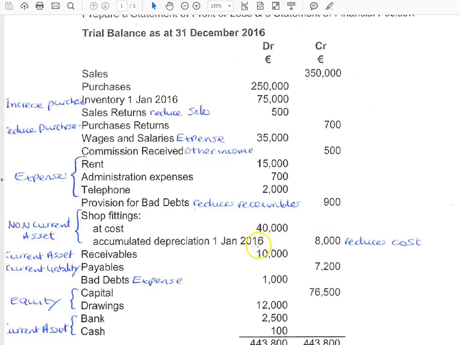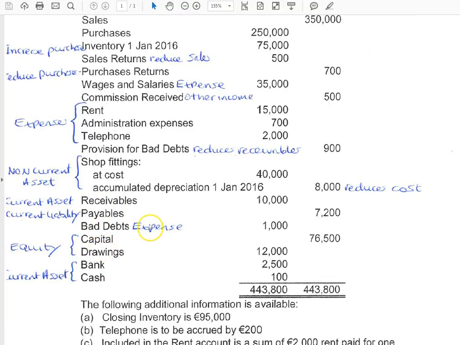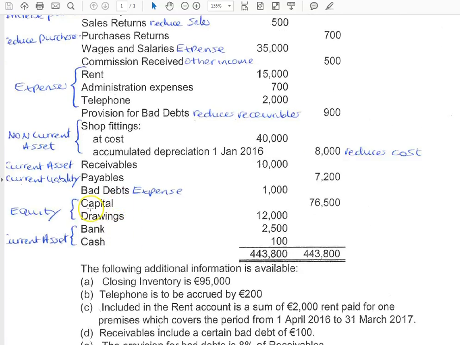So at the end of 2015, our fittings were only worth 32,000, and now we've to reduce them again for 2016. Receivables and payables, current asset, liabilities. Bad debts is an expense. It's always an expense. There's equity, and these two are current assets.